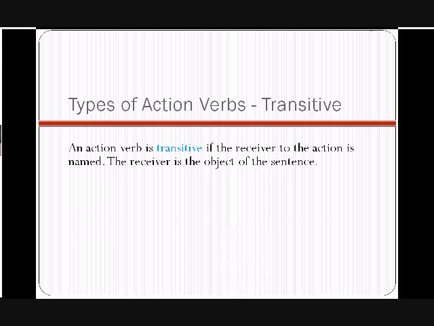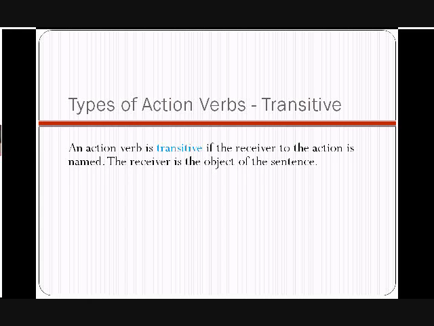There are two types of action verbs, transitive and intransitive. Here we are talking about transitive verbs. Action verbs are transitive if the receiver of the action is named, and the receiver is the object of the sentence. Here's a way to find out if there is a receiver or object receiving the action, making the word a transitive verb. Ask the question, verb, what? And if there's an answer, the verb is transitive.